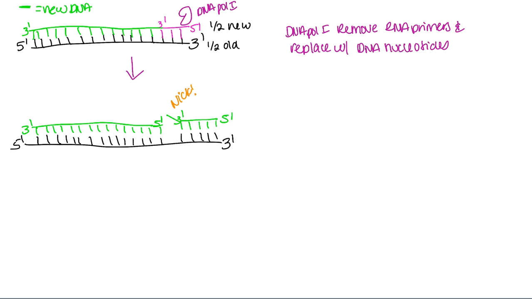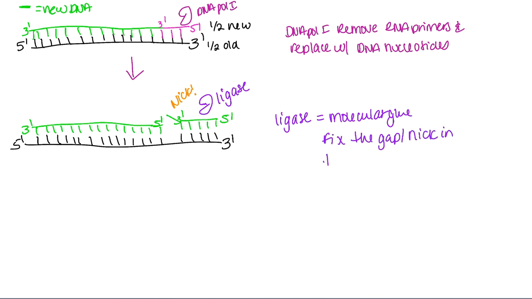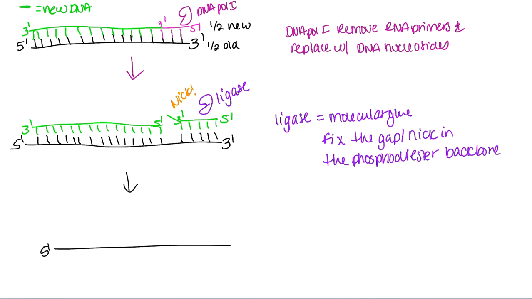And so we have yet another enzyme that comes in. And the enzyme that comes in is ligase. And ligase is the molecular glue, and it is going to fix that gap or nick in the phosphodiester backbone. So then at the very end, I'm going to kind of shorthand this here. What we are left with is a full half old, half new DNA strand, or I should say double-stranded DNA. So we've got half old and half new double-stranded DNA that we are left with.